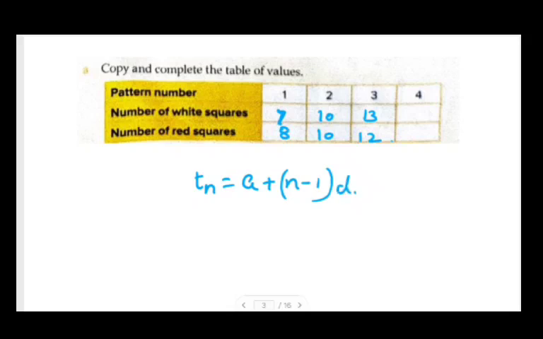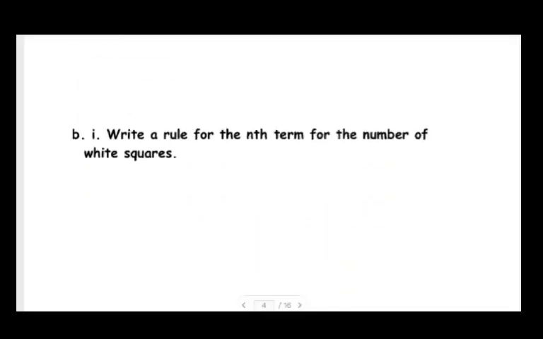Correct, children? 7 plus 3 is 10, 10 plus 3 is 13. So our difference is 3 and our first term is 7. With that information, let's work this out. Tn is equal to a plus (n minus 1)d. A was 7, n minus 1.